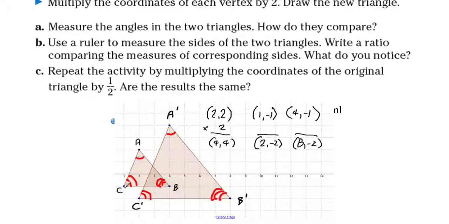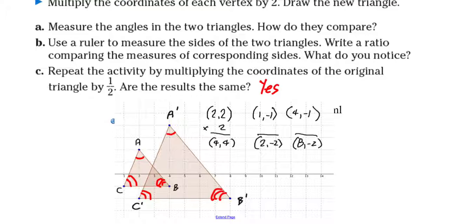For example, AC is equal to A prime C prime, the sides, that is. If we repeat the activity by multiplying the coordinates of the original triangle by 1/2, so instead of multiplying by 2, I multiply by 1/2 or divide by 2, are the results the same? Of course, the answer would be yes. The results would be the same. So what do you notice in these triangles?